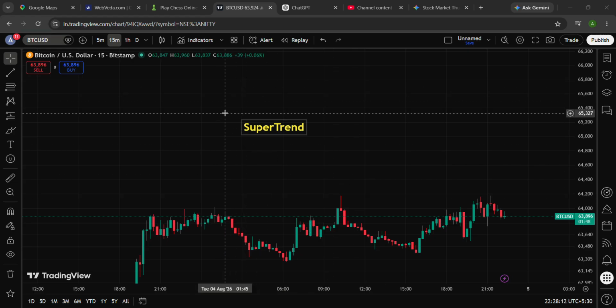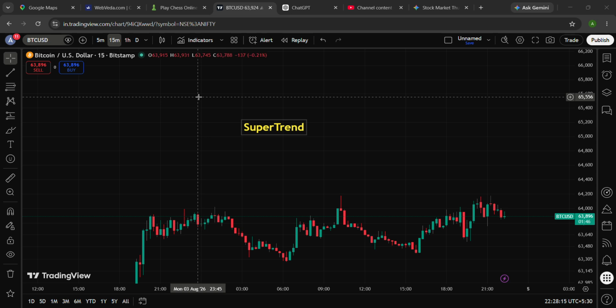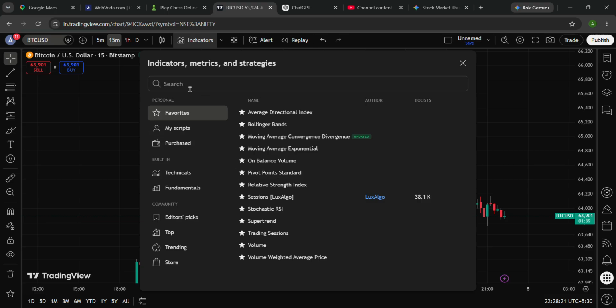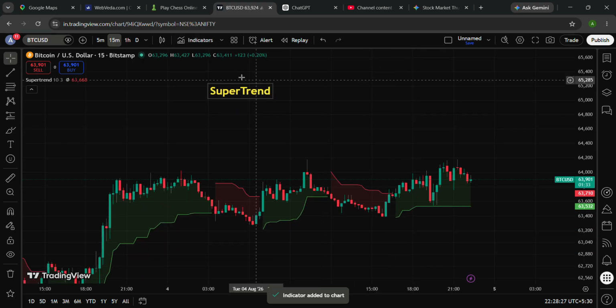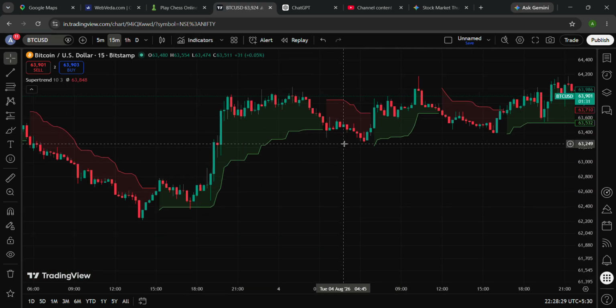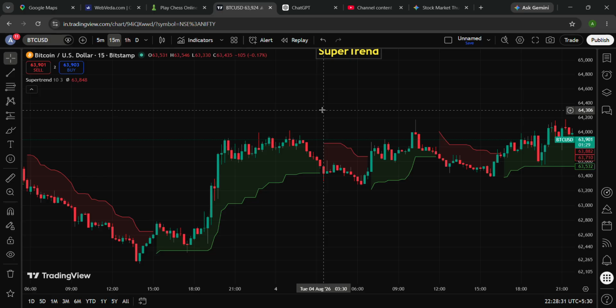On the calculations of Super Trend. Basically, if you want to plot Super Trend, you just have to go to the indicator portion and search for it. Here you will see the Super Trend, right? If I plot Super Trend on my chart, it looks like that.